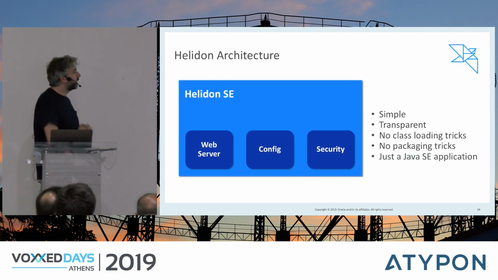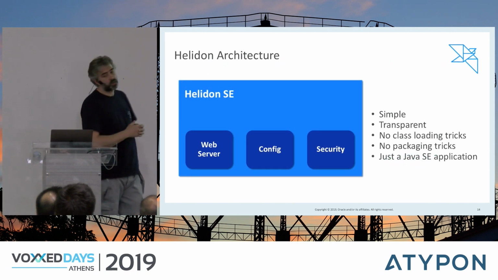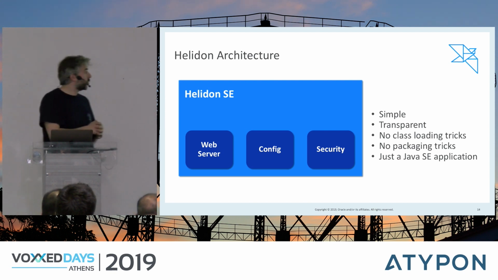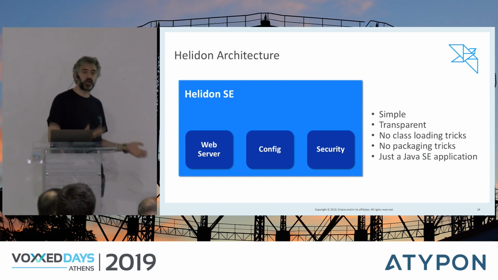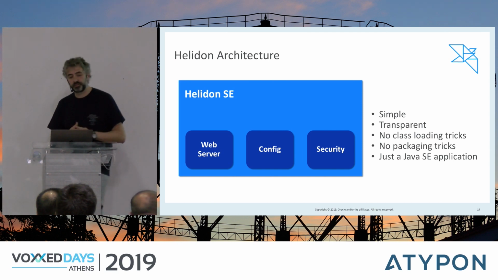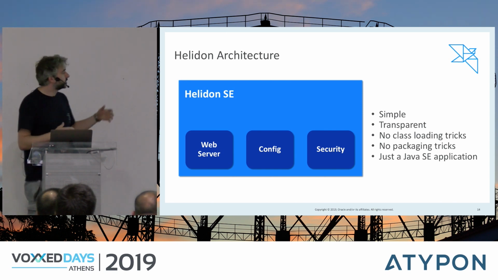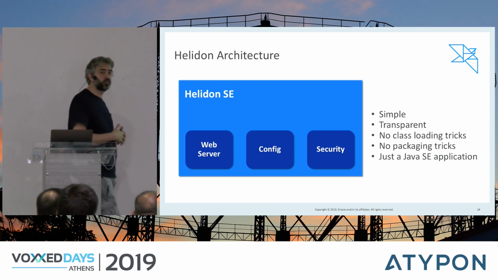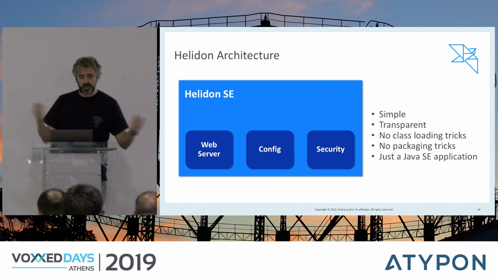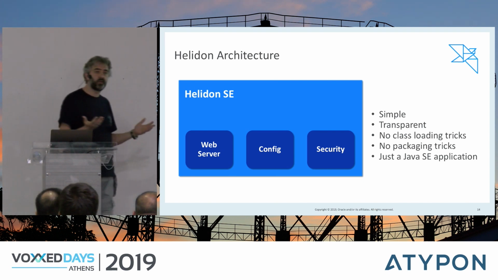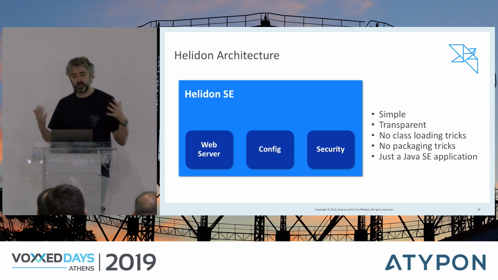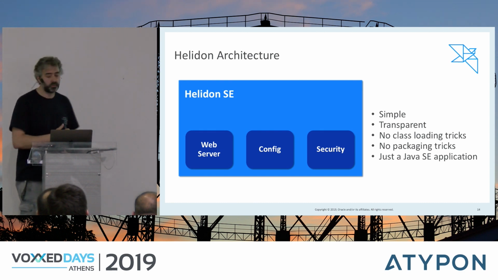In terms of high-level architecture, Helidon SE is composed of 3 core components. We have a reactive web server that is based on Netty. We have a configuration component, and we have a security component. And obviously, all the components are integrated together. So if you need to configure the web server, that will be done through the config component. If you need to secure your endpoint, that will be done through the security component. So Helidon SE is very simple, very transparent, no hidden magic, no tricks. What you get at the end of the day is a simple Java SE application that you run on top of a barebone JVM.